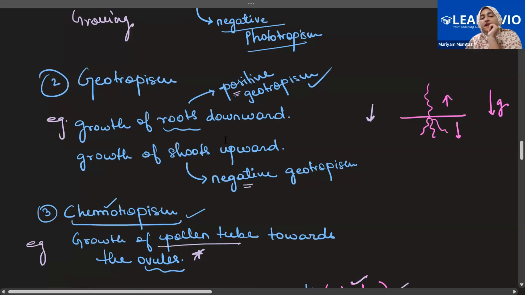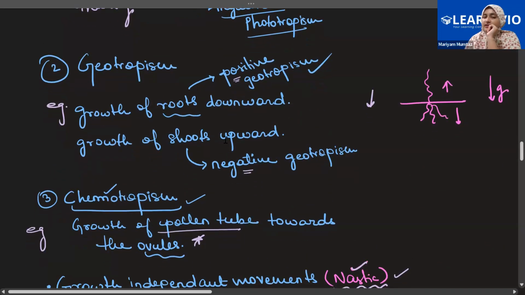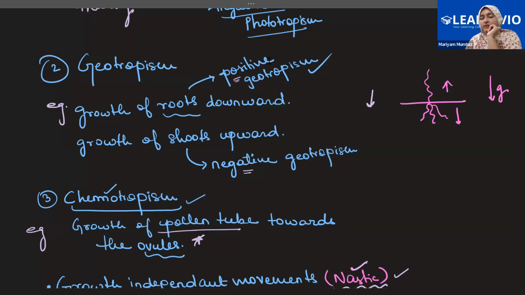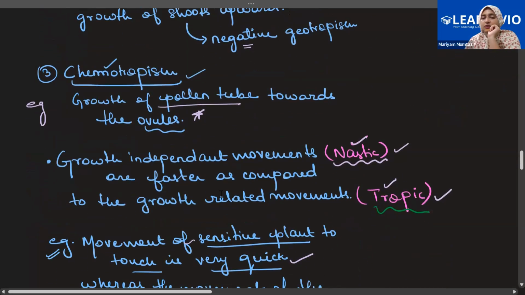All right, now talking about geotropism. We have discussed this also, that whenever the roots grow downwards, we'll call it positive geotropism. And whenever the shoots grow upwards, we'll say negative geotropism because it is against the provided stimulus. Then there is chemotropism.